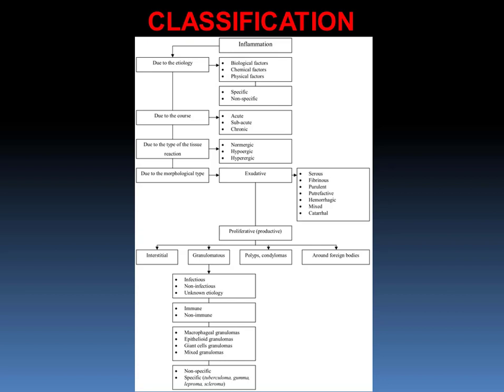Inflammation can also be classified according to the stage which predominates. There are three typical stages of inflammation: alteration, exudation, and proliferation. According to this classification, due to the predominant stage, inflammation can be exudative or proliferative. About alterative inflammation, I will say a few words later.